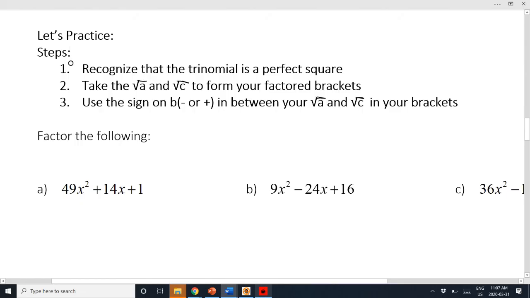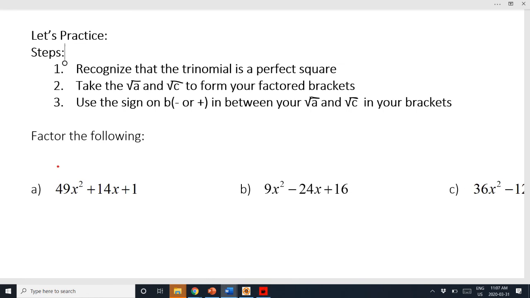Okay, so I'm just going to walk you through the steps of factoring a perfect square trinomial. The first thing that we need to do is recognize that our expression is a perfect square. And to do that, we just look at the A and C values first, and we see that they're actual perfect squares. So we can see here we have 49x squared, and what I like to do is just write the root of that on top. So I'm going to write 7x on top.